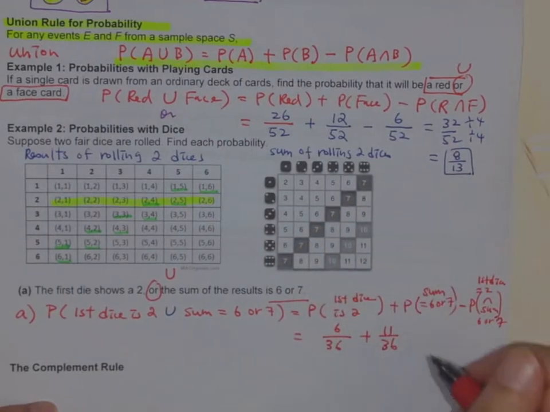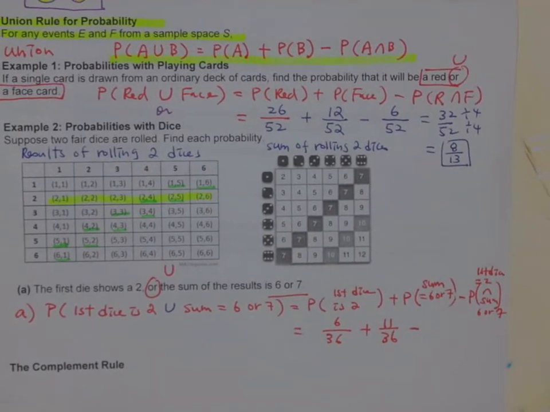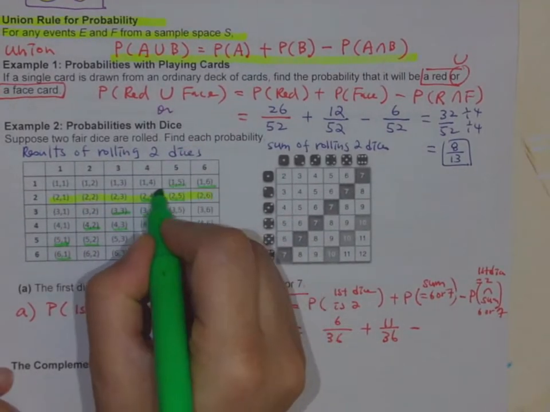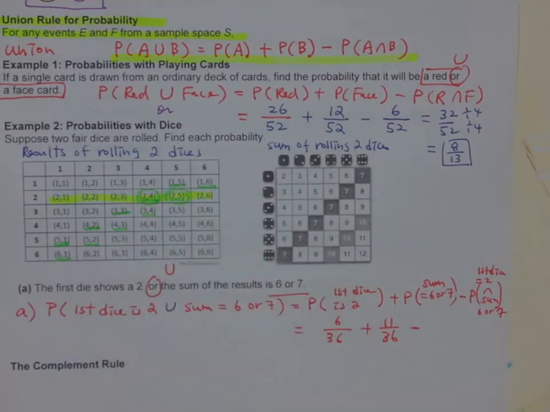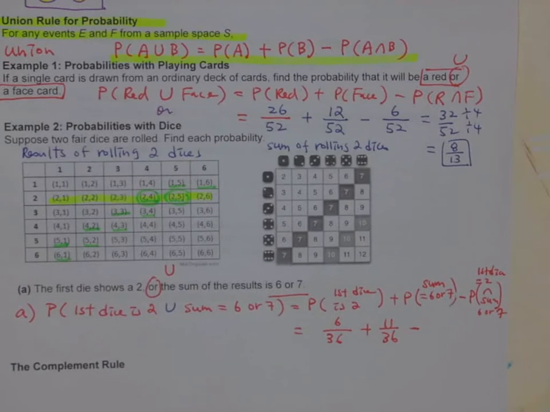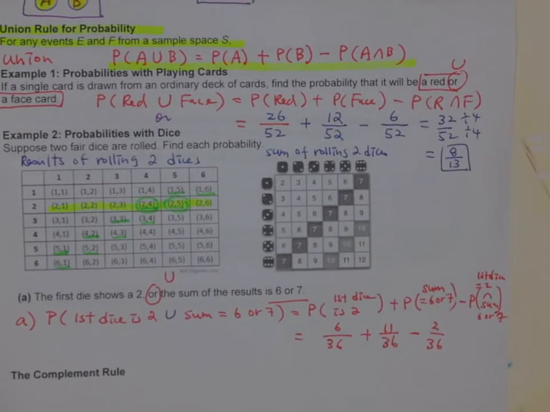So then I need to subtract the overlapping part, right? I don't know if you can see it, but the overlapping part is both highlighted yellow and green. So that's 1 here, and then there's 1 here. So you have 2 overlapping results, so minus 2 out of 36. So 6 plus 11 is 17. 17, need to subtract 2 would be 15, right?